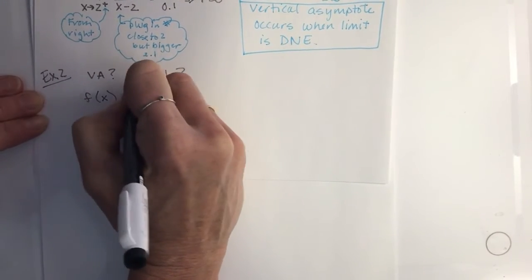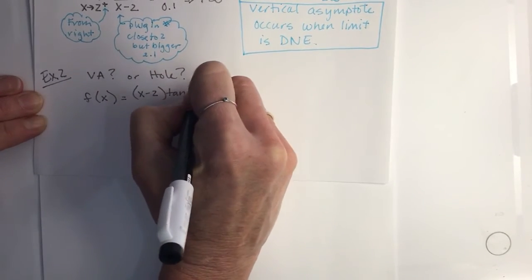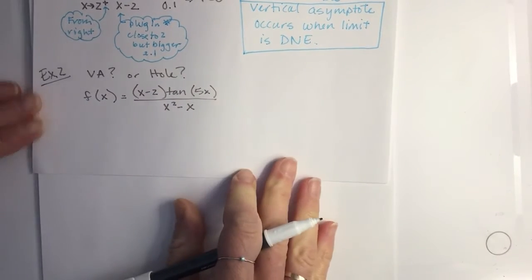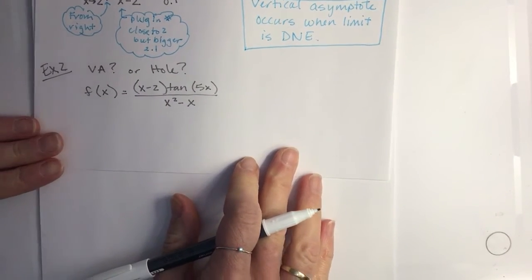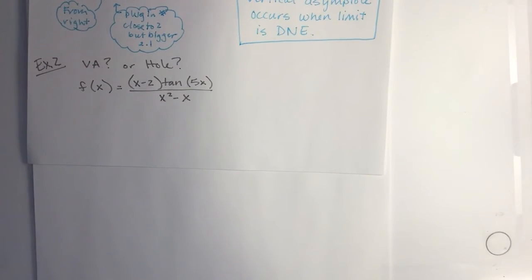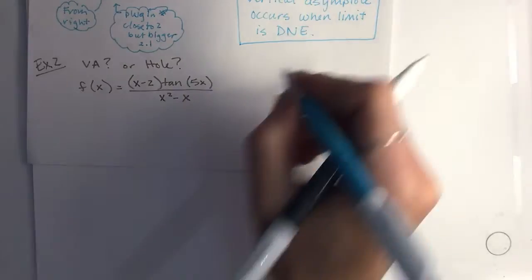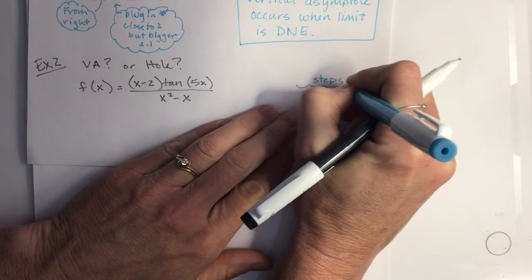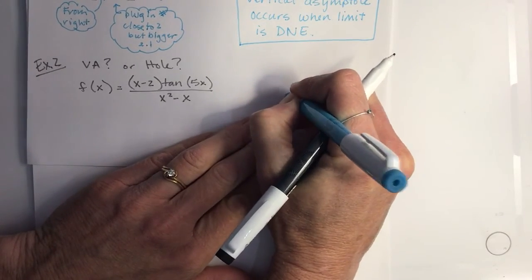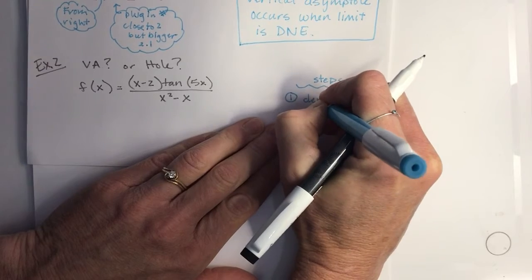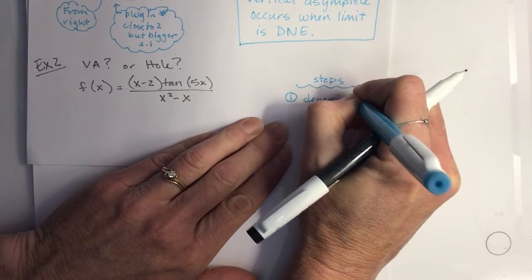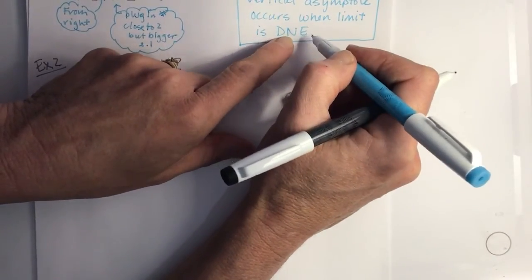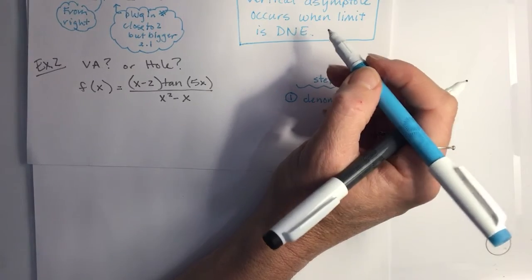(x minus 2) tangent of 5x over x squared minus x. Oh, now it's getting interesting, right? Okay, so our steps to determine where's the vertical asymptote, what's the hole: you are going to set that denominator equal to 0, right? Because that's when you're going to get that D and E.